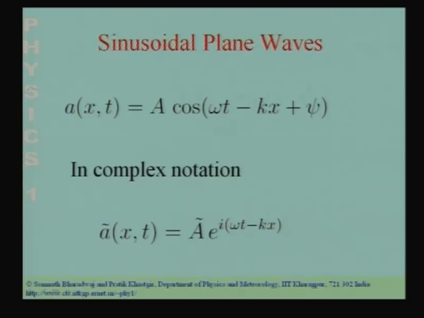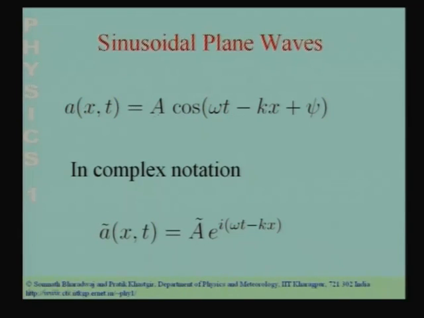So, the equation for a sinusoidal plane wave is shown over here, and we have A, which represents the oscillations, is the quantity that oscillates, and A is a function of x and t. So, we have oscillations that are a function of both position and time, and this is equal to some amplitude A into cosine of omega t minus kx plus psi. So, this is what we refer to as a sinusoidal plane wave.